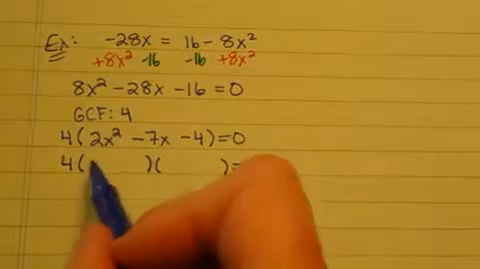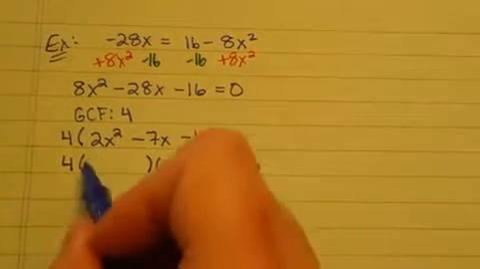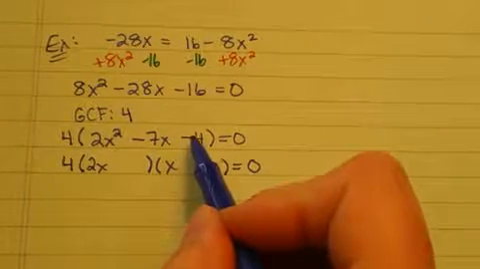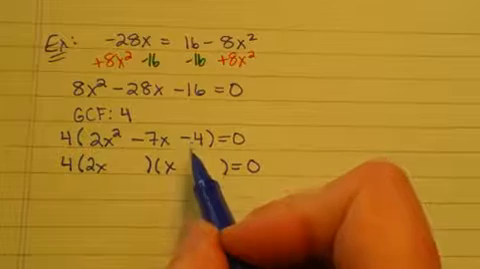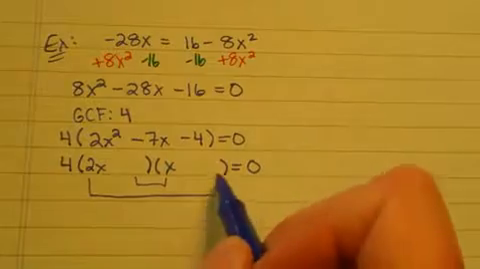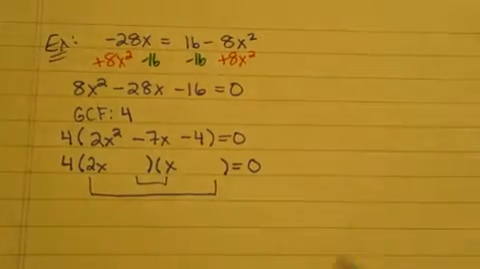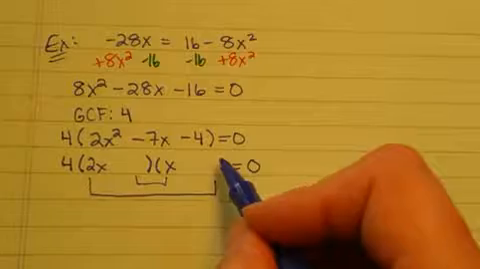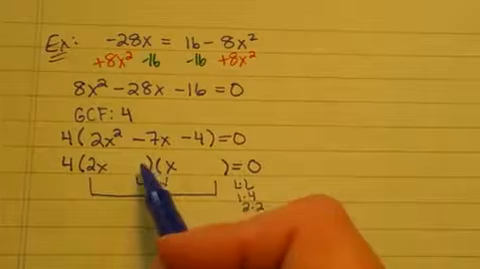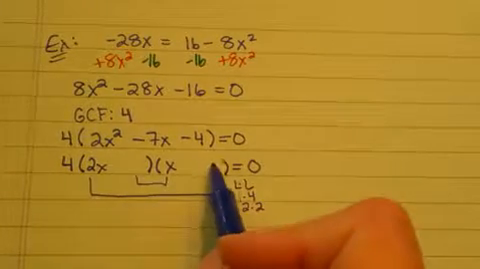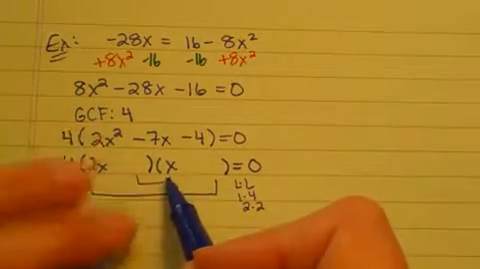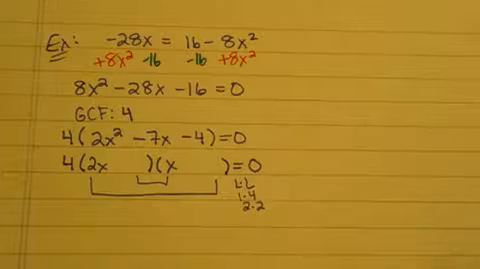I know the leading term is 2x squared, so first times first has to be 2x and x. The negative at the end tells me that my signs are going to be opposite, and I'm looking for the outside terms and the inside terms to give me a difference of negative 7x. So my possibilities for the last times last would be 1 times 4 or 2 times 2. If I use 2 and 2, I'll end up with 2x times 2 will be 4x, 2 times x will be 2x. The difference is only 2x.